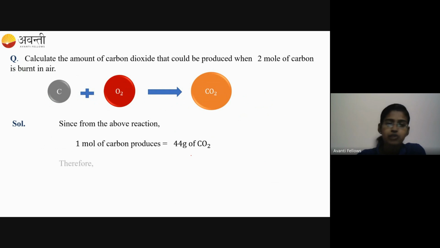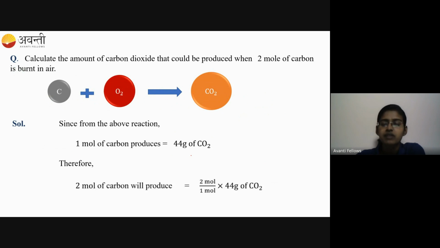Right? For 2 mole, how many gram will be produced? Can you find out? 2 mole means how many gram? It is 88, right? It is 2 into 44. Yeah, very good. So 88 gram of carbon dioxide is produced for 2 mole. If it is 3 mole, 44 into 3. If it is 4 mole, 44 into 4. So just find out the relation between carbon and carbon dioxide. 1 mole of carbon produces 1 mole of carbon dioxide. So 1:1 is the ratio. So accordingly, you proceed. Clear? So this is about the stoichiometric calculation.